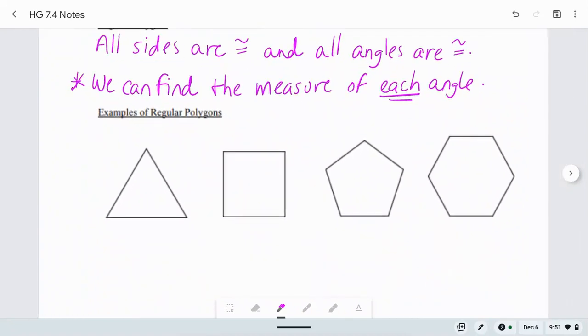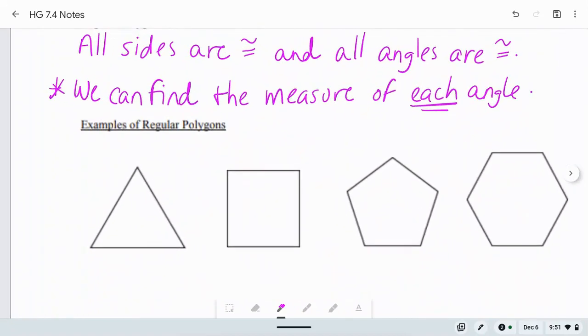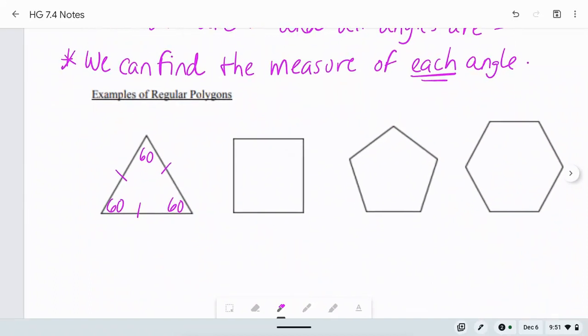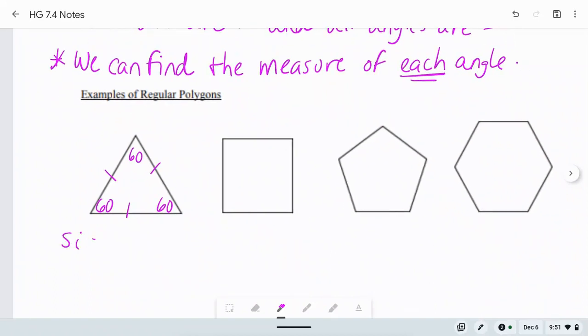So here are some examples of regular polygons. We've already discussed a regular triangle. We don't call it a regular triangle, though. We call it either an equilateral triangle or an equiangular triangle. Since all the angles in a triangle add to 180, we know that each of these angles are 60 degrees. So we would take the sum of the interior angles, which is 180 degrees, and then there's three angles in a triangle, so you just divide it by 3. And that's how you get each interior angle is 60 degrees.